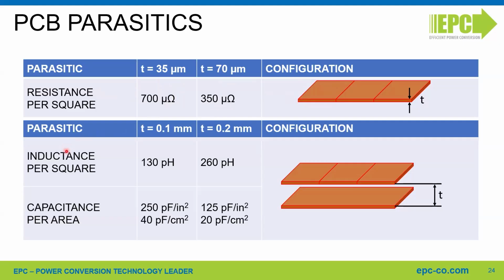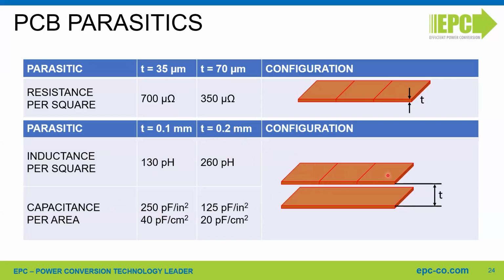Regarding parasitic inductance, you can define an inductance per square in this configuration. When you have a track and a reference plane as a return under the track, and the insulation between the track and the return is T, you can define the inductance per square as about 130 picohenry per square if the thickness of the insulation is 0.1 millimeter, or 260 picohenry if it is 0.2 millimeter.